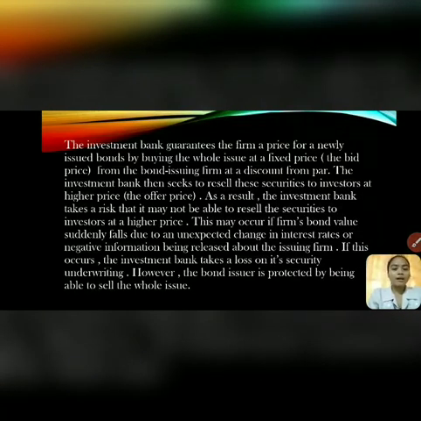The investment bank takes a risk that it may not be able to resell the securities to investors at a higher price. This may occur if a firm's bond value suddenly falls due to an unexpected change in interest rates or negative information being released about the issuing firm. If this occurs, the investment bank takes a loss on its security underwriting. However, the bond's issuer is protected by being able to sell the whole issue.